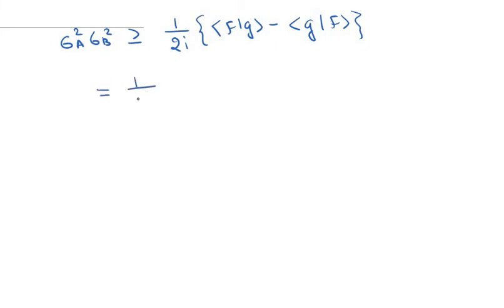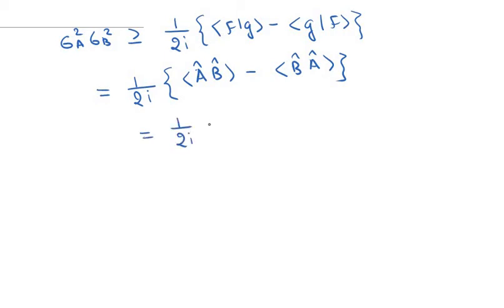Okay, so we finally arrive at a point where sigma A square sigma B square is greater than or equal to 1 by 2i times the inner product of F and G minus the inner product of G and F, and this is equal to 1 by 2i times the average of AB minus the average of BA.